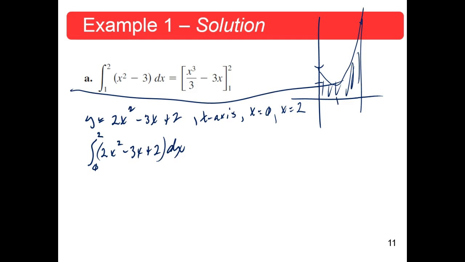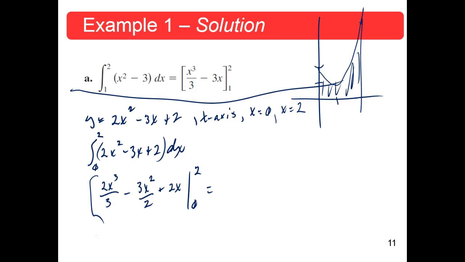So what's the antiderivative of 2x squared? 2x cubed over 3, minus, what's the antiderivative of 3x? 3x squared over 2, and the antiderivative of 2? 2x. We'll evaluate that from 0 to 2. Okay? Notice, isn't it nice not to have to deal with plus c's anymore?